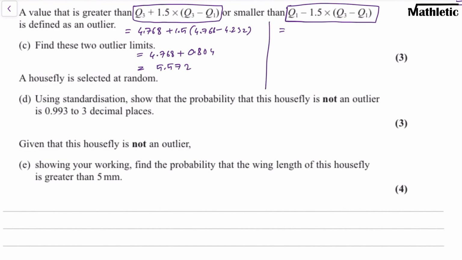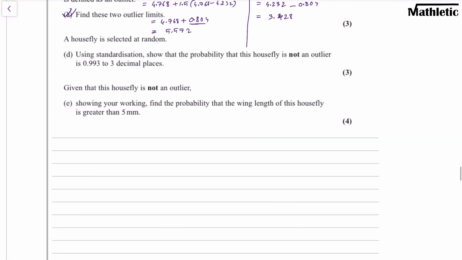And for the lower one, you substitute the values of Q1. Q1 is 4.232 minus 1.4, I can just use this value directly. So this will be 3.428. So that's part C. If the value lies within this range, as in greater than 3.428 but less than 5.572, then it's not an outlier, right? The range is this one. The value must lie within this range, otherwise it will be considered as an outlier.